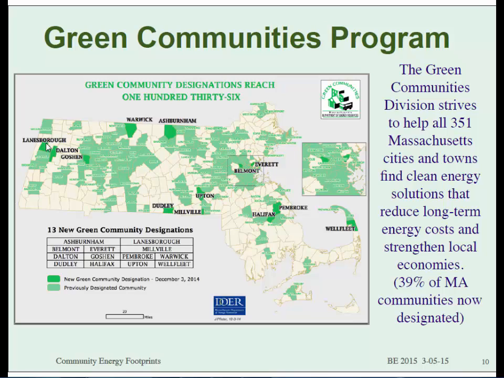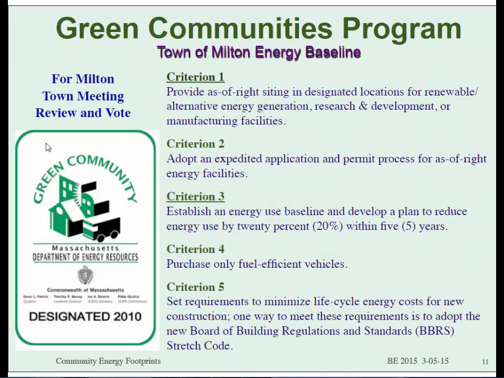So the Green Communities program was set up to help all 351 Mass cities and towns find clean energy solutions, and this whole process of becoming a green community started back in 2010. Right now, about 39% of Mass communities are designated. This is the most recent map of the 136 that have currently met the protocol. And these are the criteria that we basically had to get adopted at town meeting back in 2010.